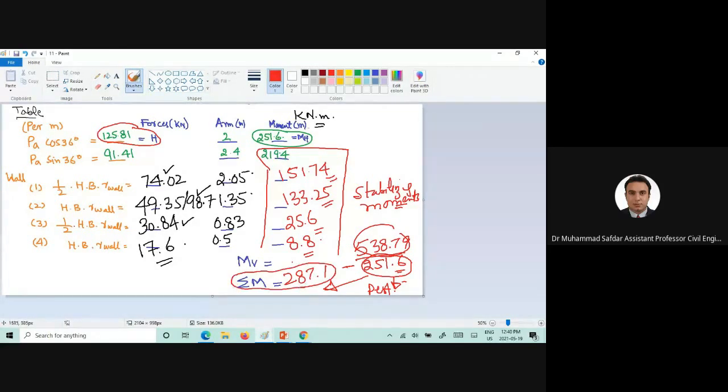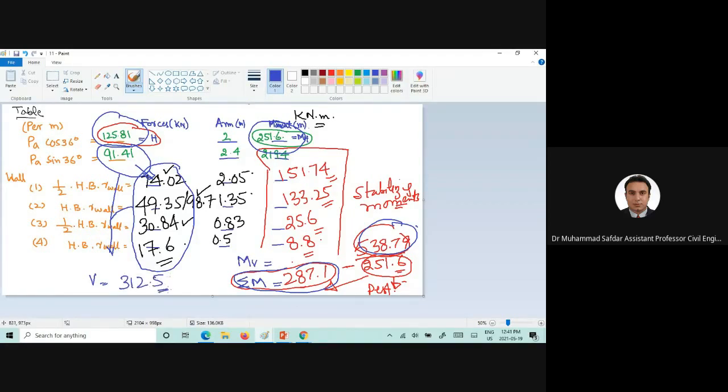Please kindly note down this value. And we need to sum these vertical forces as well, along with this one. Once we add these values, it will give us 312.5 kilonewton per meter, and note down this value as well.